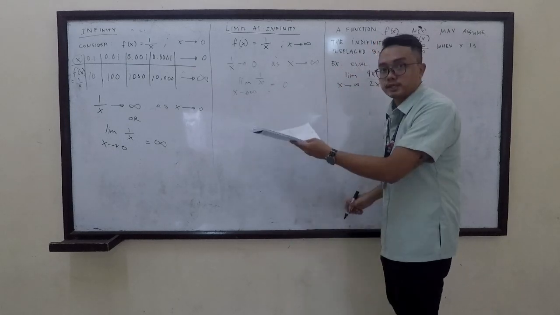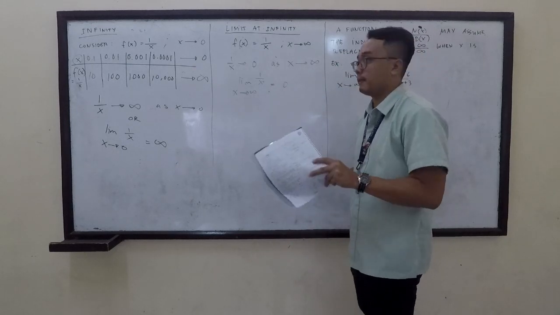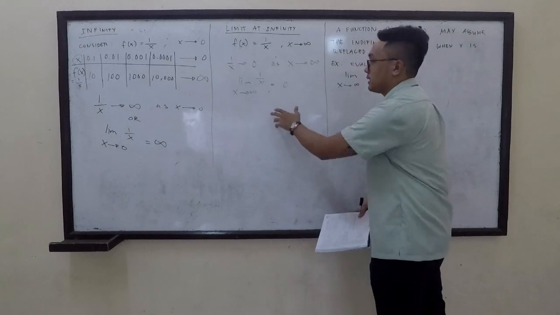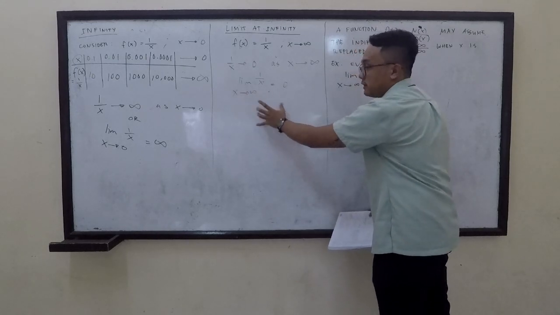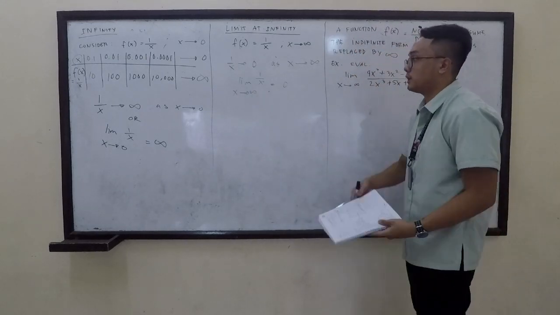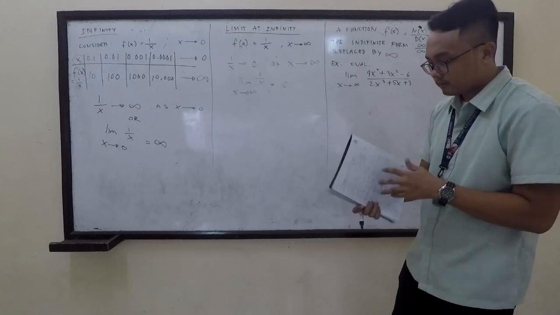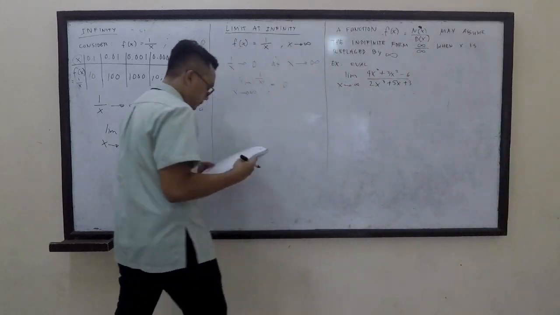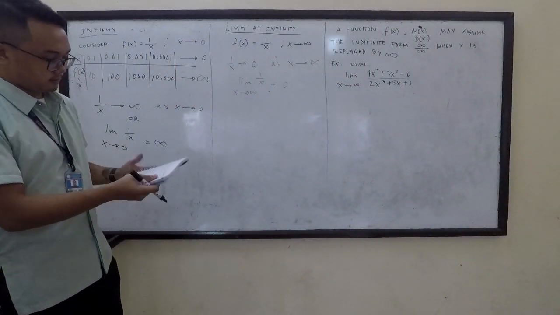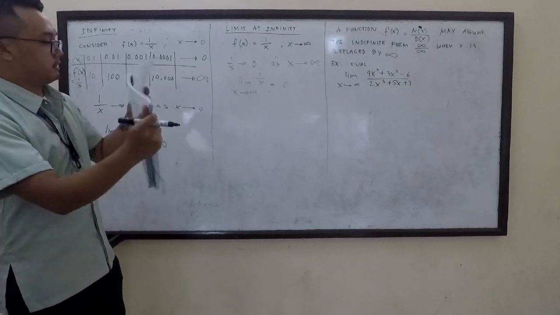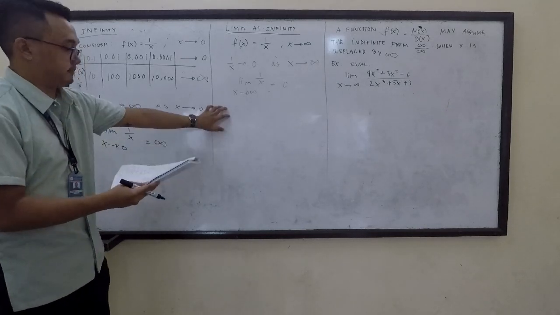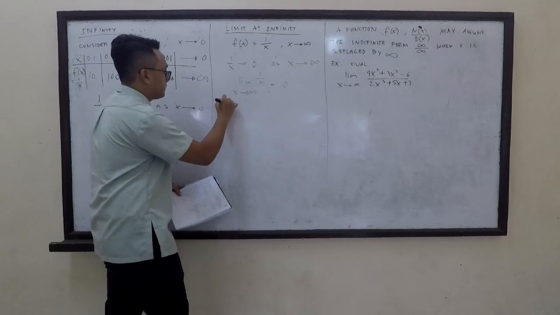So remember, x approaches infinity but never actually reaches it, because we are dealing with limits. Okay, so we have examples here. Example number 1.